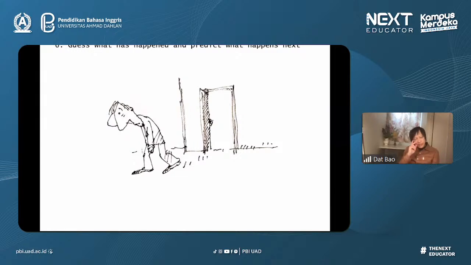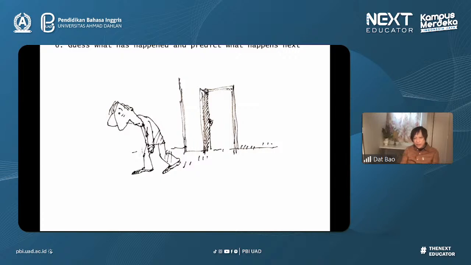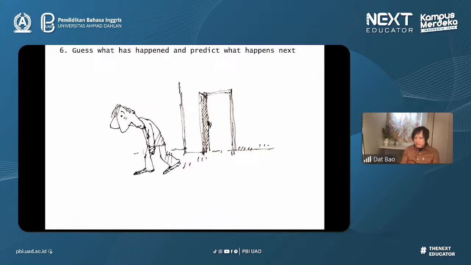What do you think had just happened here? Yeah, let's try. I think a man just got fired from a job. Yes, could be one scenario. He could be fired from his job. What else? He's an employee. Any other explanations?